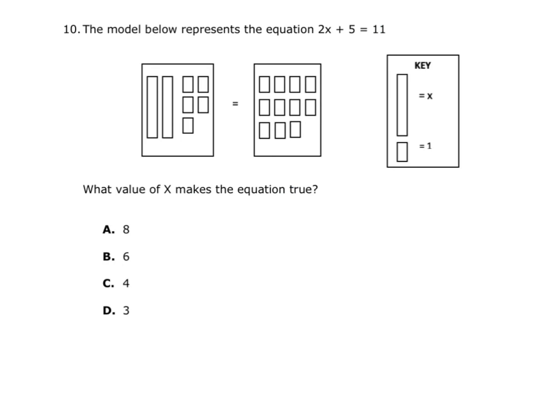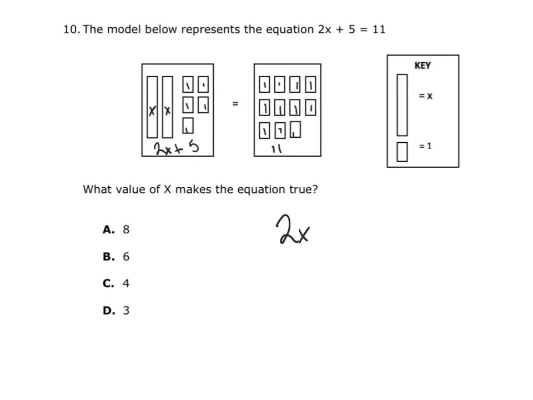Number 10 says the model below represents the equation 2x plus 5 equals 11. Since it gave us the equation, we don't really need that picture. But if you needed to know, it says x's are the long rectangles and 1's are the small. So we have 1x, 2x, 1, 2, 3, 4, 5 plus 5 equals 1, 2, 3, 4, 5, 6, 7, 8, 9, 10, 11.